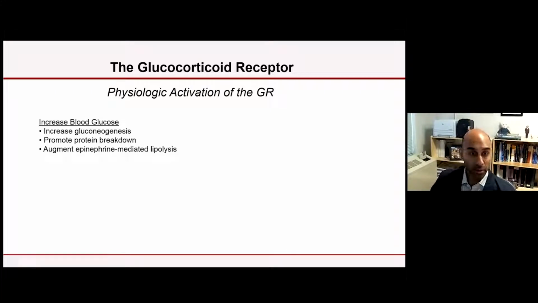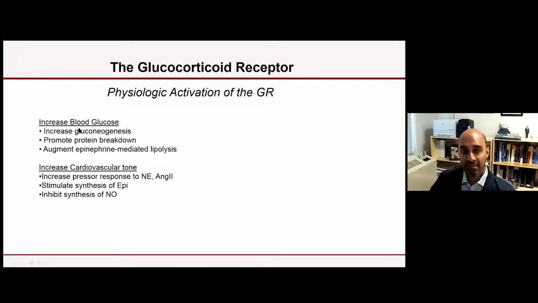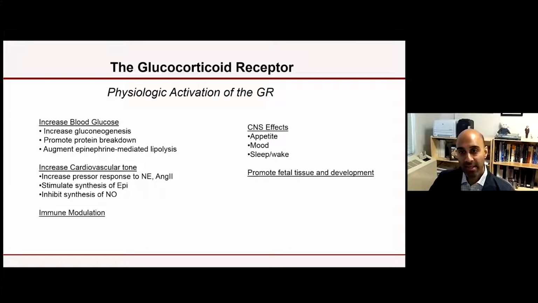Cortisol activates the glucocorticoid receptor to increase blood glucose, gluconeogenesis, lipolysis. It maintains vascular tone. The pressor response to norepinephrine and catecholamines is mediated through cortisol interacting with the glucocorticoid receptor. Cortisol plays an important role in immune modulation, variety of central nervous system effects. It's important for fetal development and parturition, induction of labor. And I like to say many other magical things. Cortisol is important for just about every bodily function and organ function. Its deficiency or excess can wreak havoc on almost every organ system.